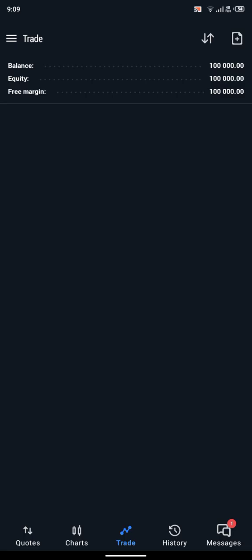Then your equity is always the same as your balance after you have closed a trade. So when you open a trade, whether it is a winning trade or a losing trade, when the trade closes, your equity is always the same as your balance after every trade closes. When you open a trade, this is where it's going to show. Don't worry, we are going to open a trade so that we can see it.